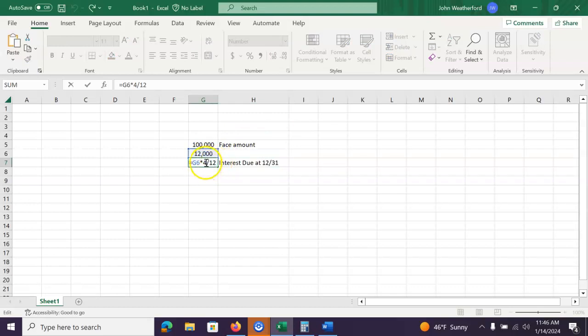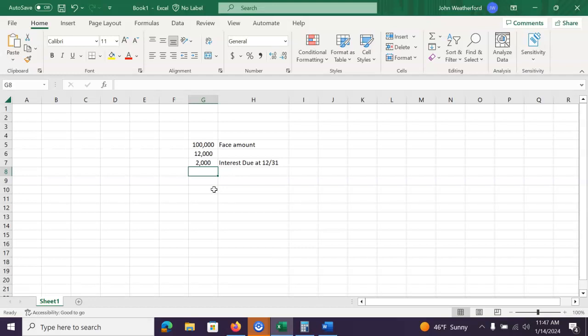Well, that would be equal to total interest on the note times 2 over 12, right? For the 2 months, November and December. So it's easy to see here, that would be $2,000, right? Half of the interest built up in year 1. The other half will accrue in year 2.